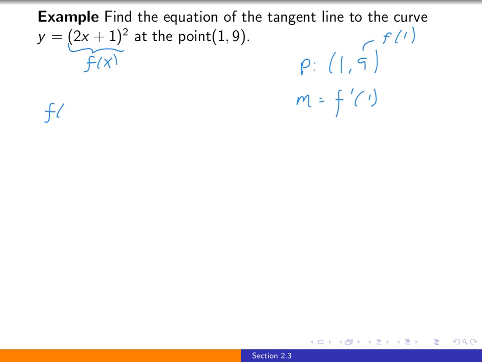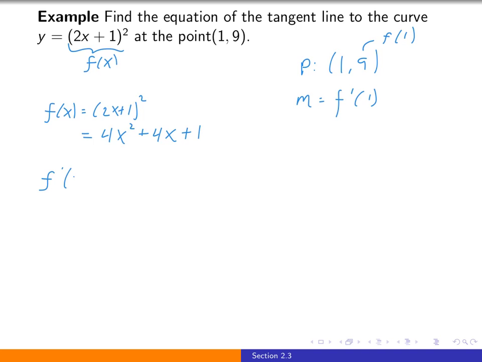So if f of x is the function 2x plus 1 quantity squared, it's not in an ideal form for us to differentiate, but what we can do is view it in one of two ways. You could write it as 2x plus 1 times 2x plus 1 and apply the product rule, but I think it's simpler to just expand it all out and write this as 4x squared plus 4x plus 1.